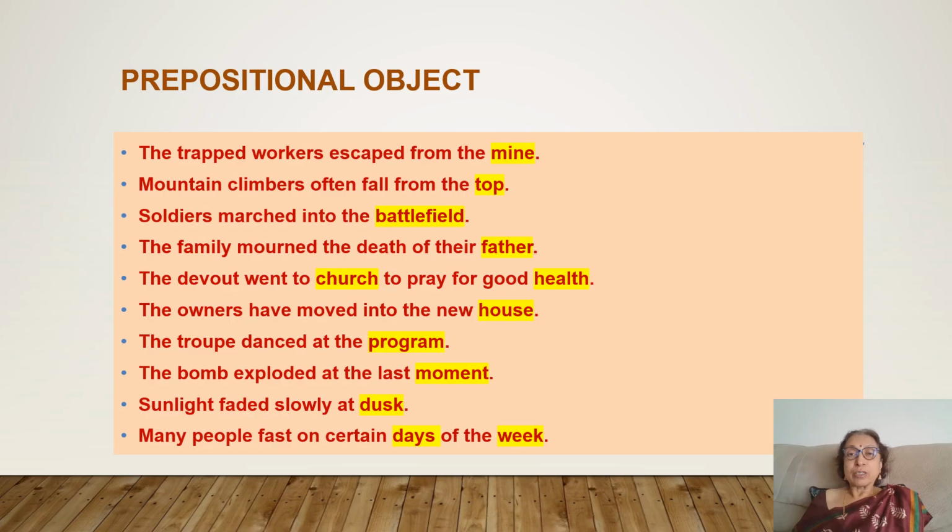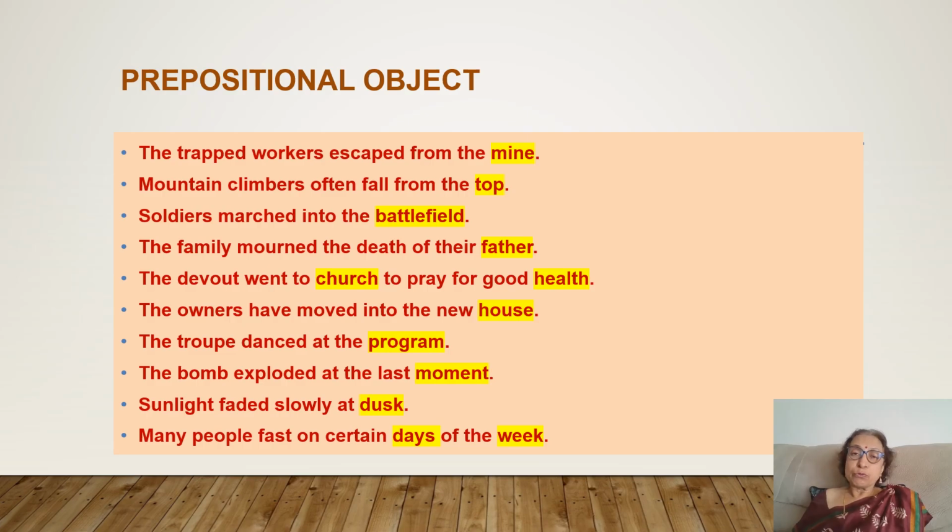The devout went to church. Now, here, church is the object noun, and there is also another one, health. To pray is a verb form, so we don't talk about that. But to church, church is a place, so we add on by using a preposition. The devout went to church, or the devout went to pray for health. To adds on church, prepositional object. For adds on health, preposition again, again prepositional object.